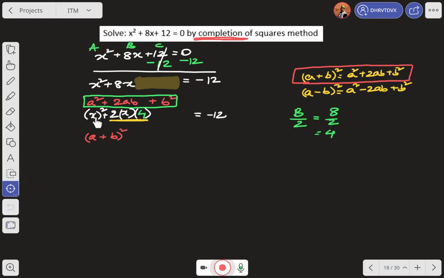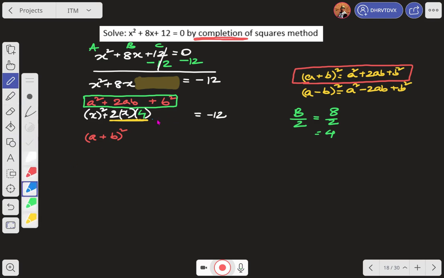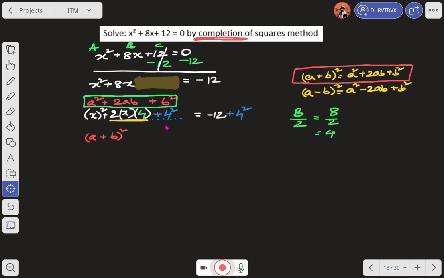Now, if you observe a square plus 2 times a times b, how did we get b? We are comparing with the previous step, so we got 4. Do you see that b square is missing here? Yes. So when you're adding something, b square is missing. The value of b is 4, so it's 4 square. Let me add 4 square on the other side. Most of the time I notice that the majority of the students add on one side and forget the other side.